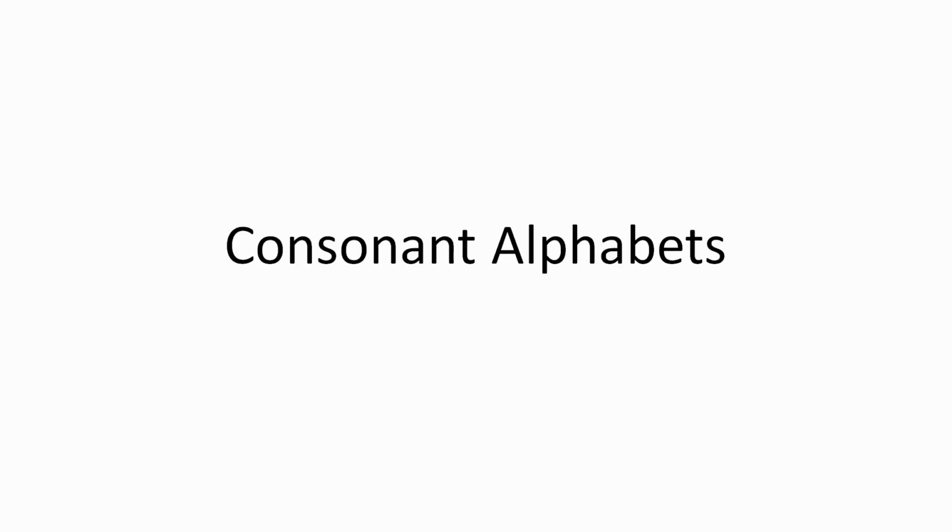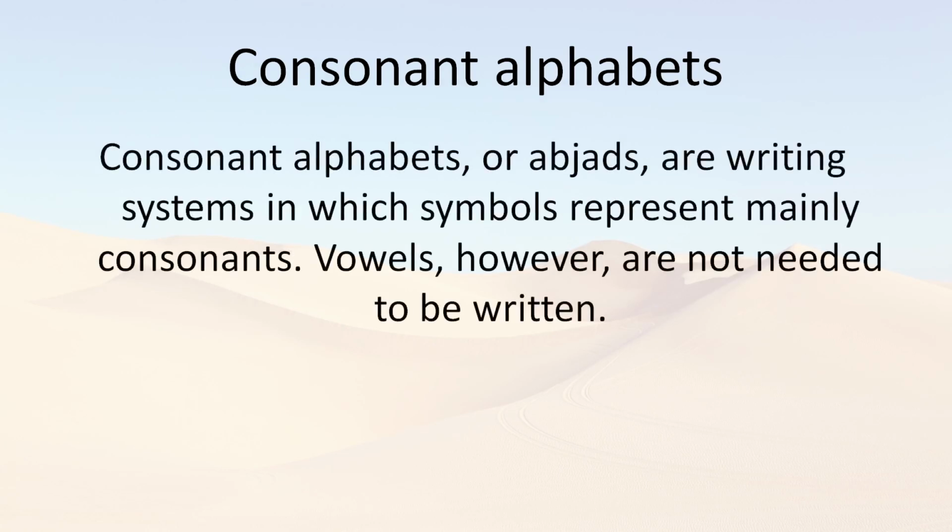Consonant alphabets. Consonant alphabets, or Abjads, are writing systems in which symbols represent mainly consonants. Vowels, however, are not needed to be written. So there are consonants and vowels just like the other alphabets, but vowels usually aren't written. Here's an Arabic example.